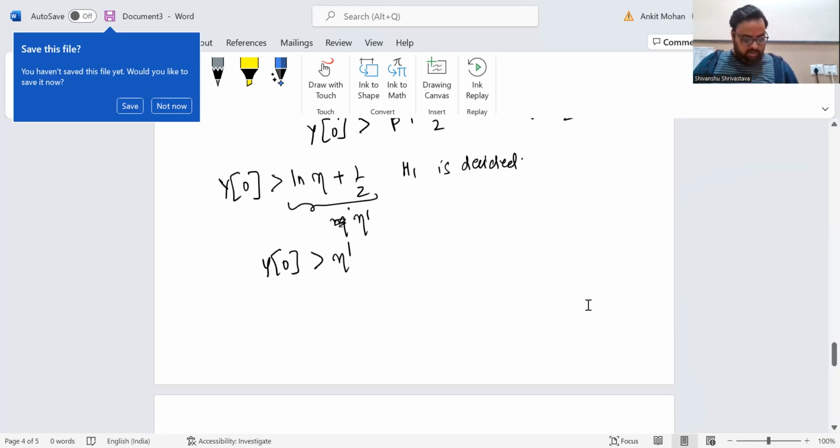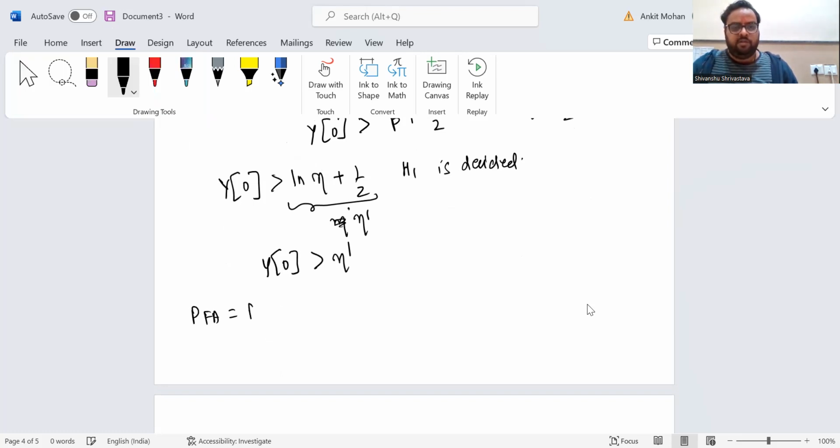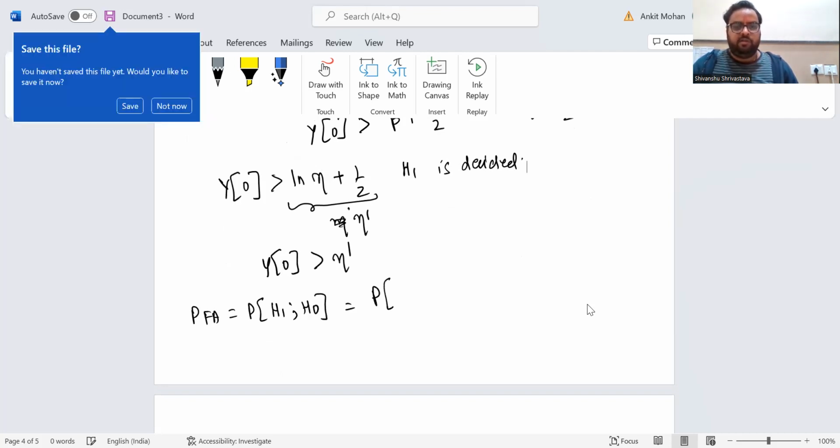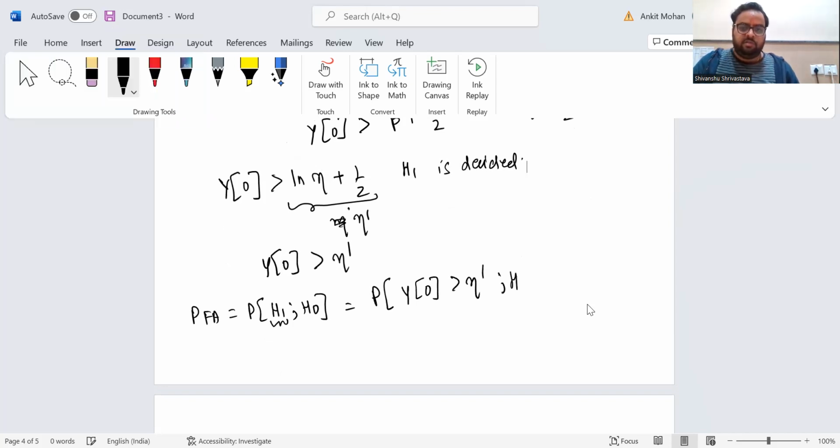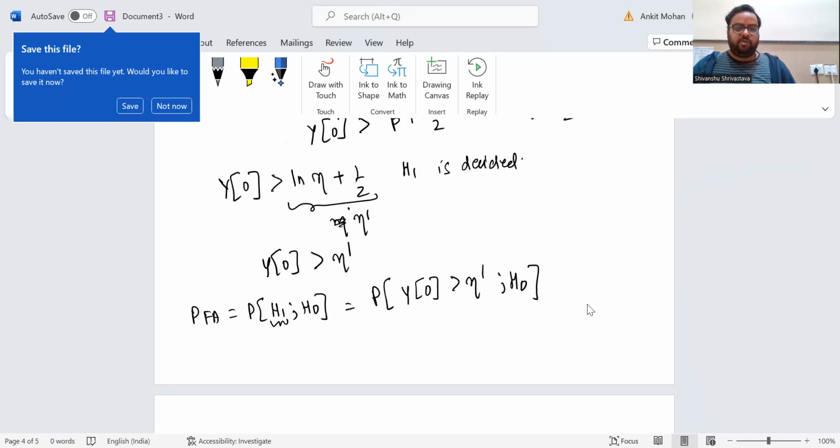Again, coming back to my formulation of the probability of false alarm. The probability of false alarm says that it is the probability of deciding H1 when in actuality H0 was transmitted, and that is basically the probability that y0 is greater than eta dash given H0. Okay, simple probability I'm having now. I need to simply substitute this threshold value in the probability density function.